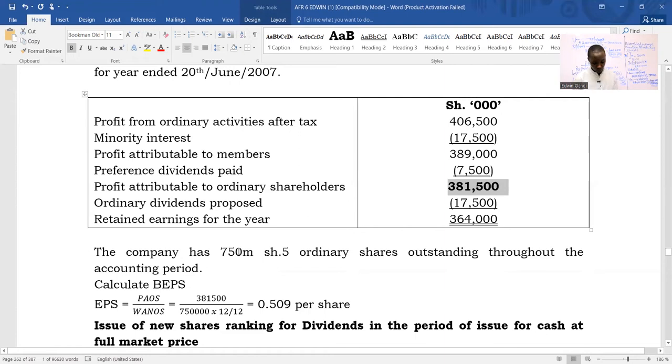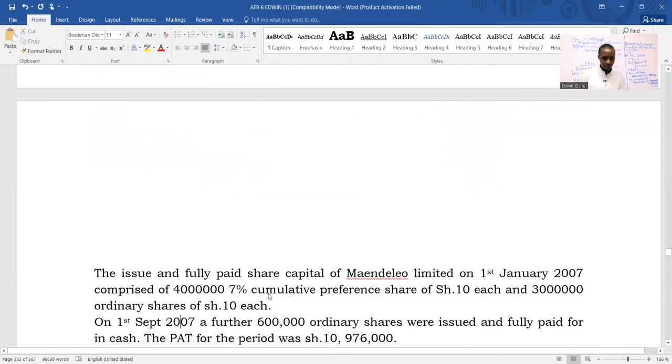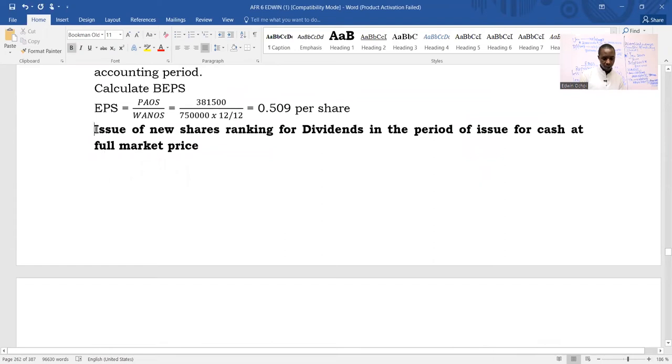The ordinary shares, the common shares. So how many shares do you have here? This is just a number of ordinary shares you have, because this is not in shillings. If they had mentioned shillings 750 million, shillings 5 ordinary shares, then I would have divided with the 5. But already we have the number of ordinary shares. So that is why we are saying basic EPS is all about powers over owners. So we take the powers, we divide by the owners. They have multiplied with 12 over 12 because those shares were outstanding throughout the accounting period, the entire year. You weigh as per the time factor. So you understand that. Then there are other concepts here.